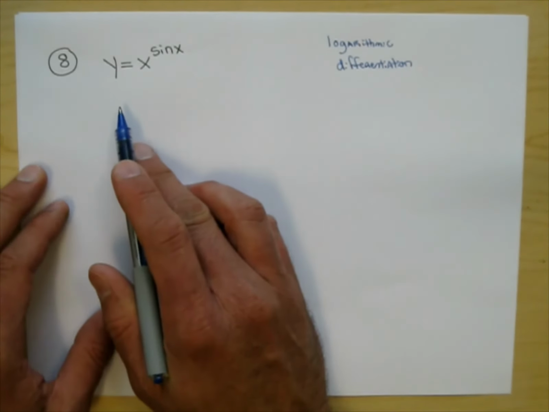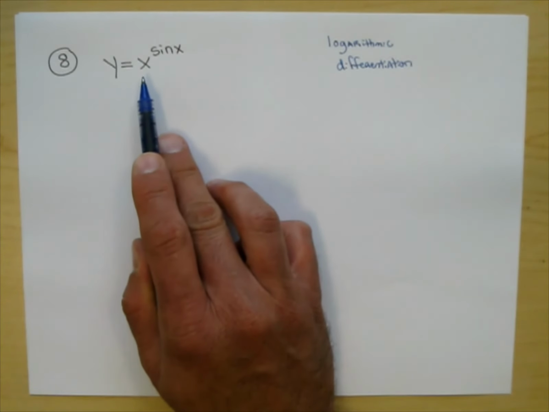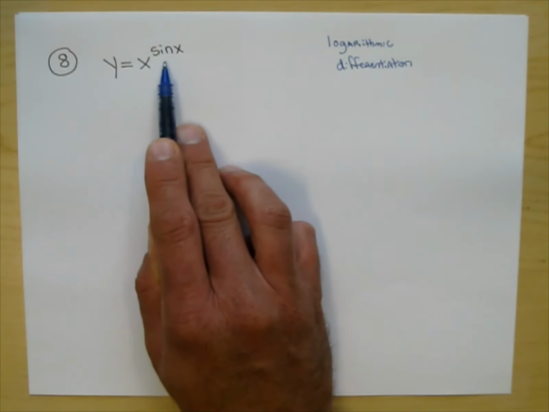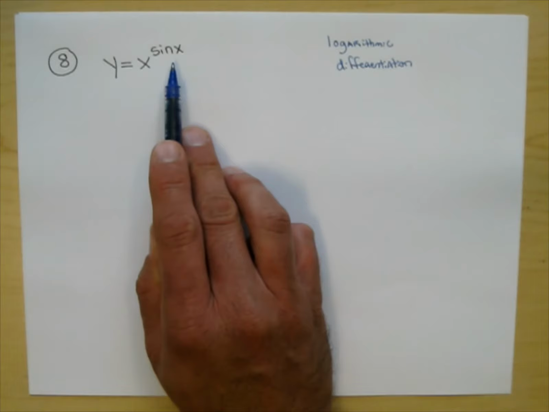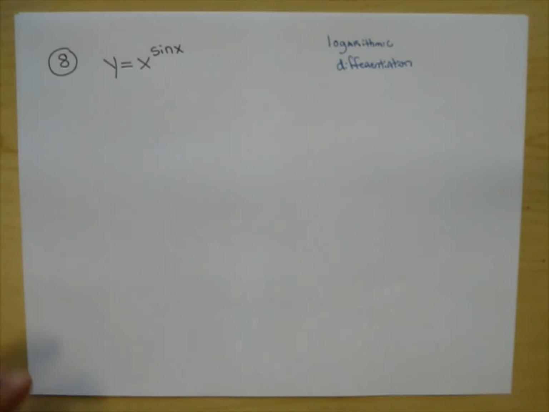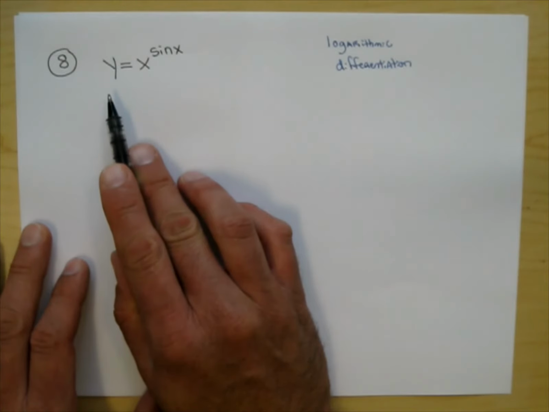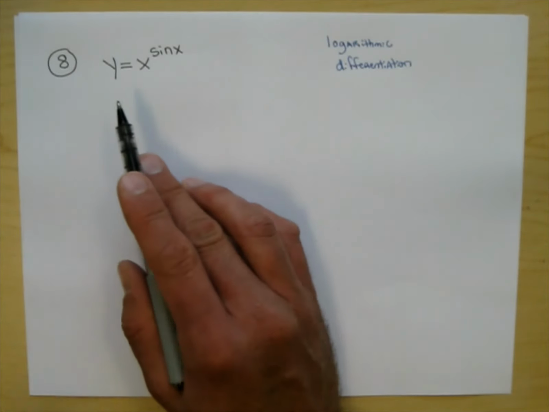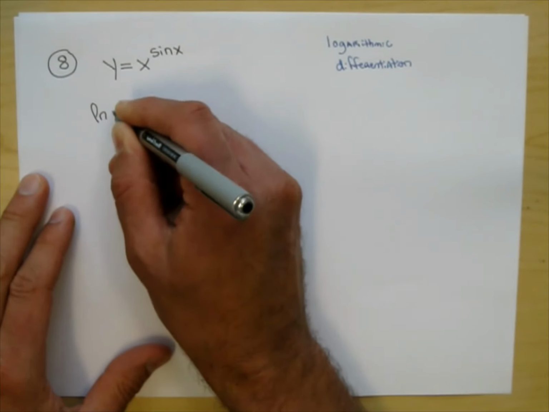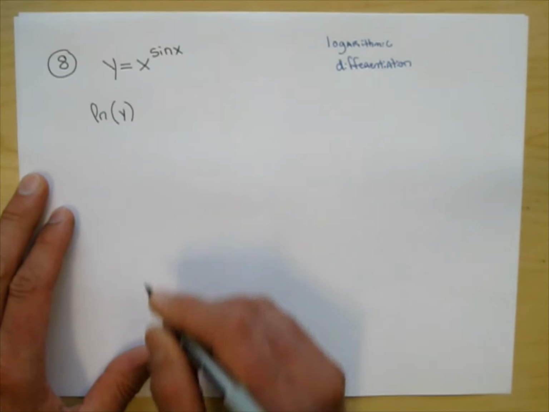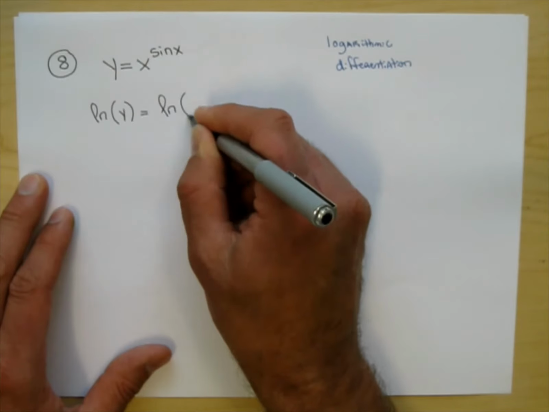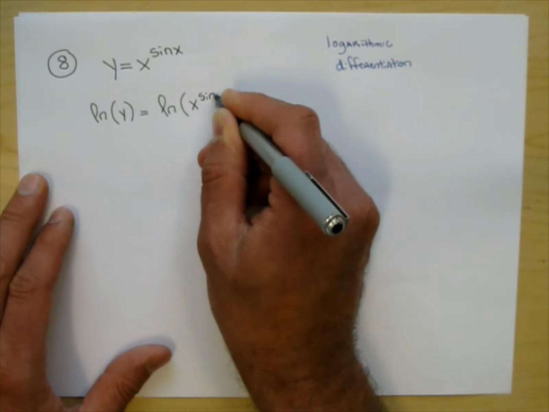Let's go ahead and do this. How do we do this? Because now we have variables within the base, and we have variables within the power. What we're going to do is we are going to ln both sides of this equation. So I'm going to say ln left-hand side equals ln right-hand side.